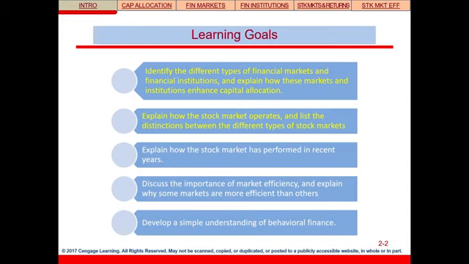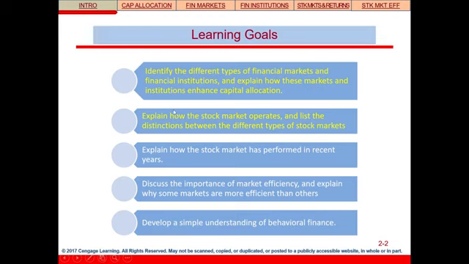There are mainly two learning goals in this chapter. The first one is to identify the different types of financial markets and financial institutions and explain how these markets and institutions enhance capital allocation. So this is the first learning goal. Basically, it covers the first two parts of this chapter, financial markets and financial institutions. There are many different types. You need to know how to differentiate the several different types of markets and institutions, and also explain how these structures help enhance the capital allocation process.